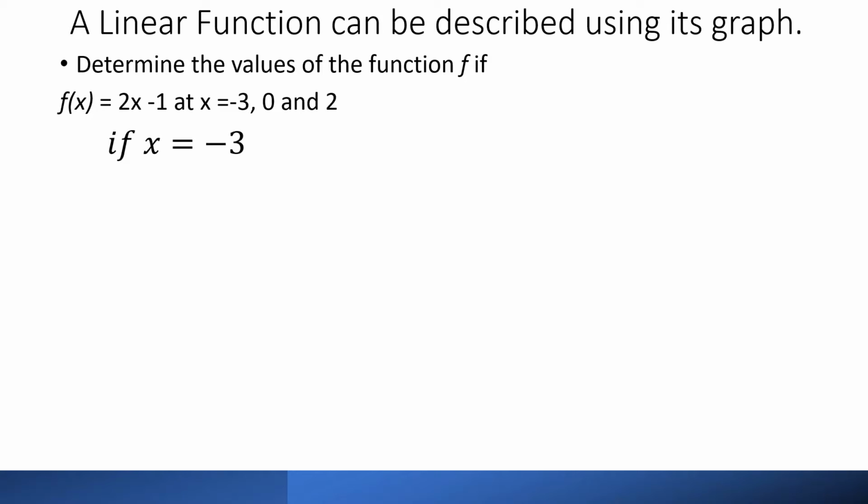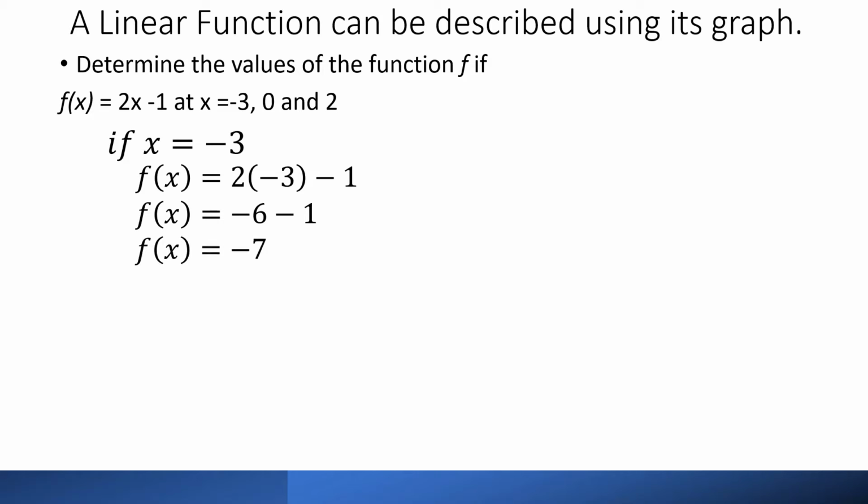So, if x is negative 3, using the function, f of x is equal to 2 times negative 3 minus 1. So, ang ginawa lang natin, we replaced the variable x with negative 3. Then, simplify. 2 times negative 3 is equal to negative 6, minus 1. Then, negative 6 minus 1 is equivalent to negative 7.